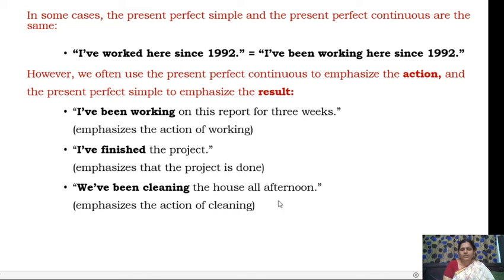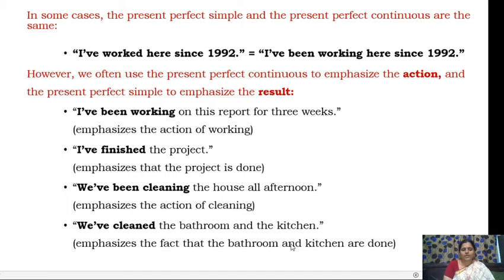We have been cleaning the house all afternoon. We are emphasizing the action here. We have cleaned the bathroom and the kitchen. Something finished, which emphasizes the fact that the bathroom and kitchen are done. So this is the basic difference. Both give the same meaning, but when you are emphasizing the result of what is done, we use present perfect. When you are emphasizing the action, we use present perfect continuous.